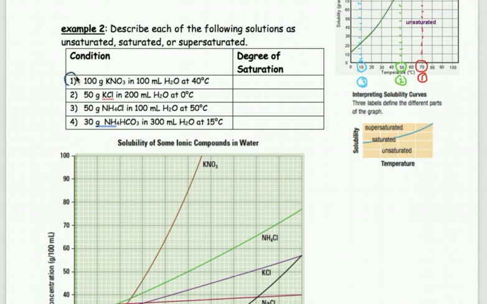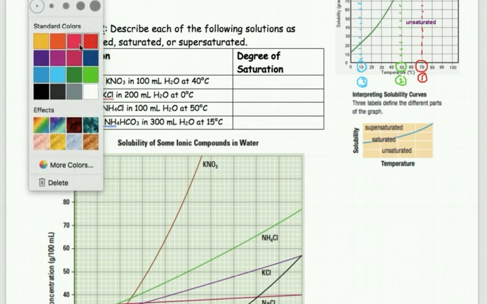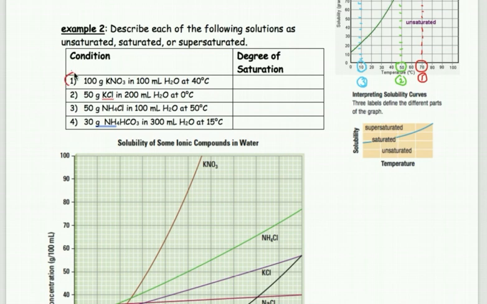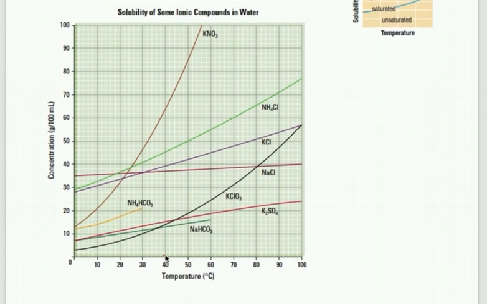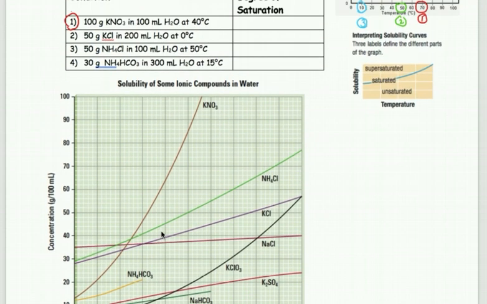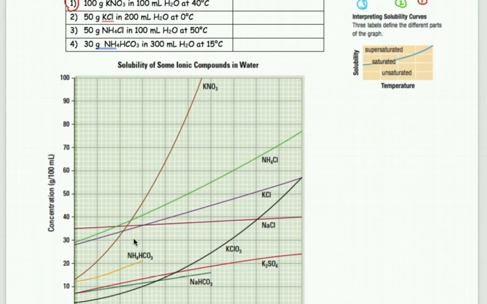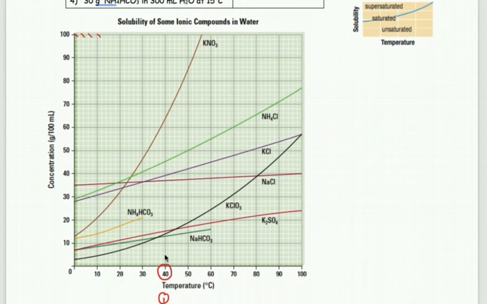All right, so I'm just going to circle this one in red. Okay, so we have 40 degrees Celsius. So let's go find 40 degrees. There it is. So I'm just going to call this question 1. And we have 100 grams of potassium nitrate. So we're going to go to 100 grams here. And I have 40 degrees. So I'm just going to go up here. Okay, and we're just trying to figure out.